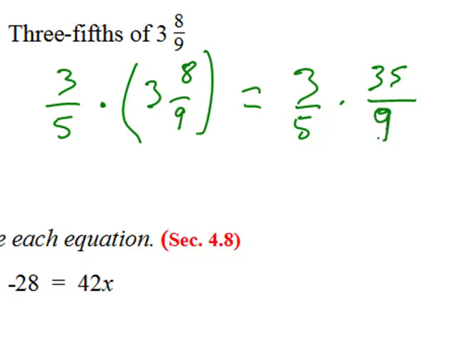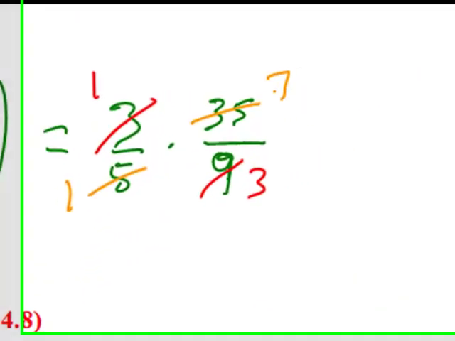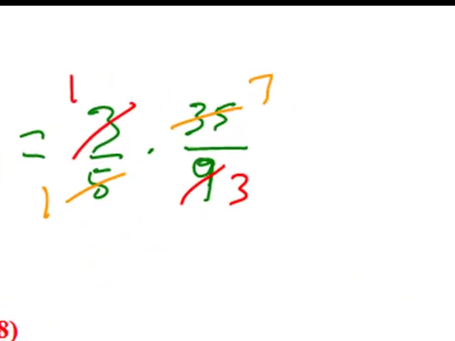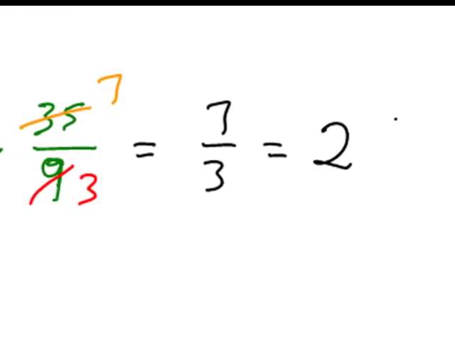And again, we have multiplication, so we want to divide out as best we can. Let's see, 3 into 3 is 1, and 3 into 9 is 3 times. 5 into 5 is once, and into 35 is 7 times. And it appears as though we have 7/3, which is an improper fraction, so we write that as a mixed number, 2 and 1/3.